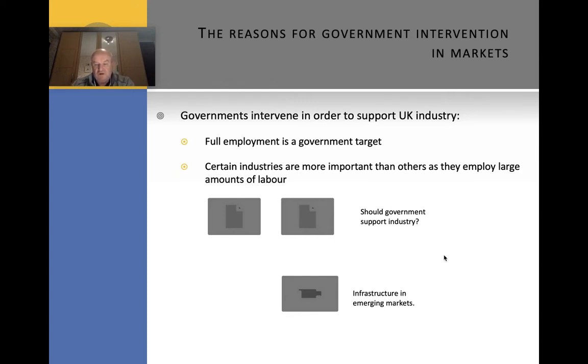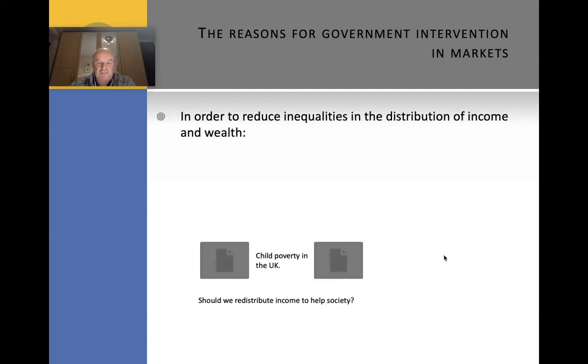One of the issues is whether government should support industry and also infrastructure in emerging markets. Another reason why the government might choose to intervene is because infrastructure is a very important part of business. If they're going to supply goods and services and high quality services, then having the infrastructure to do that in terms of transportation and communications is clearly quite important. So let's take a look at another example.